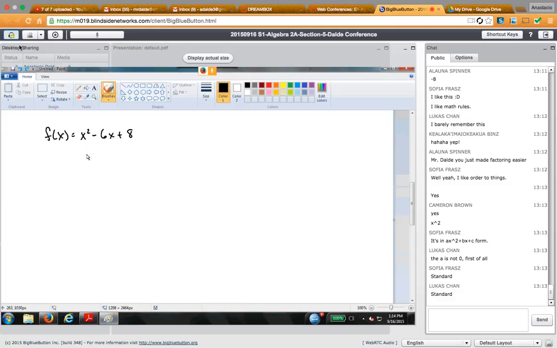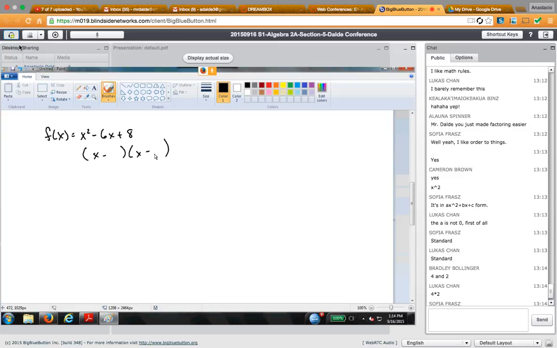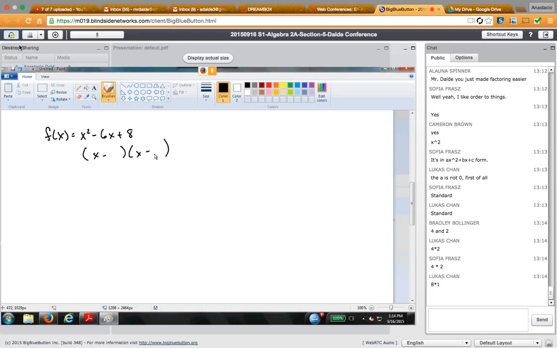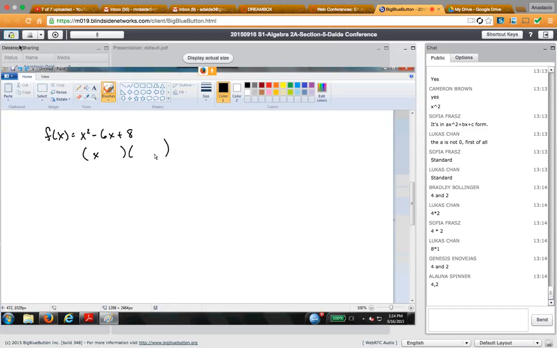Can we factor this? I can go an x and an x. I can have a negative and a negative. What are factors of 8? Oh, I guess we could factor this, huh? 4 and 2, yeah, 4 and 2 works. So I guess this thing does work.